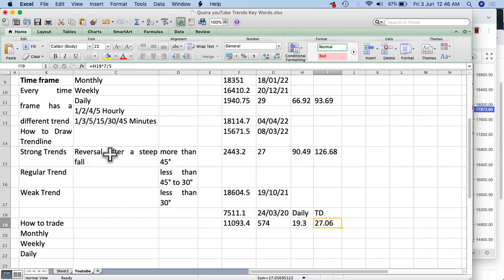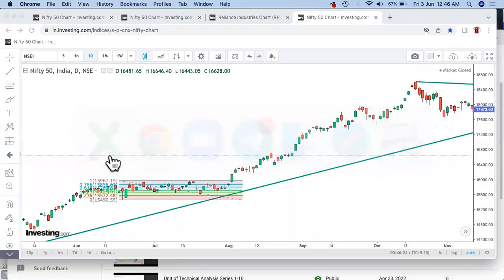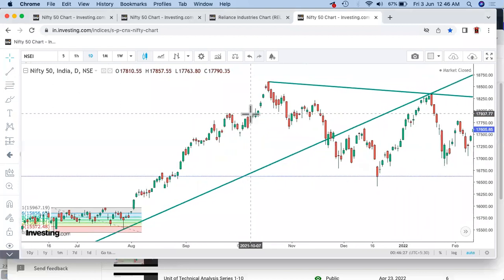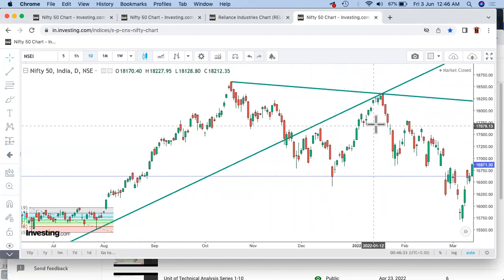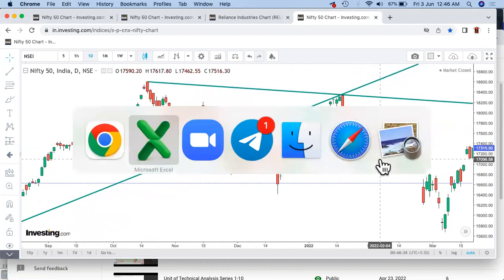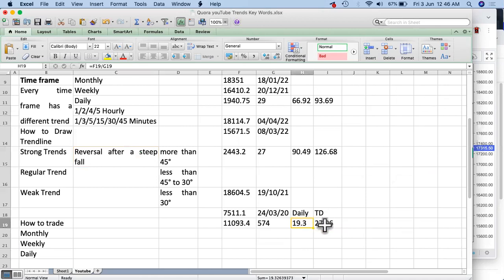Now, if you need to identify a strong trend, what do we mean by a strong trend? We see that a strong trend is generally a bounce back after a steep fall. For example, here it was a steep fall, and after that it did bounce back. But is this a strong trend or not? What is the strength of this trend? Let's try to find out in terms of only these two things, that is the daily number of points gained and the trading days points gained, right?